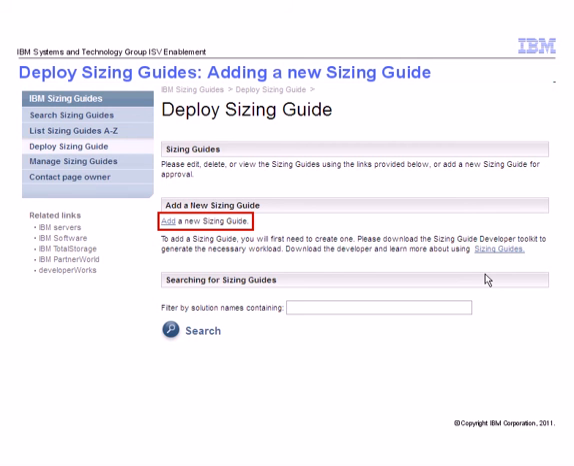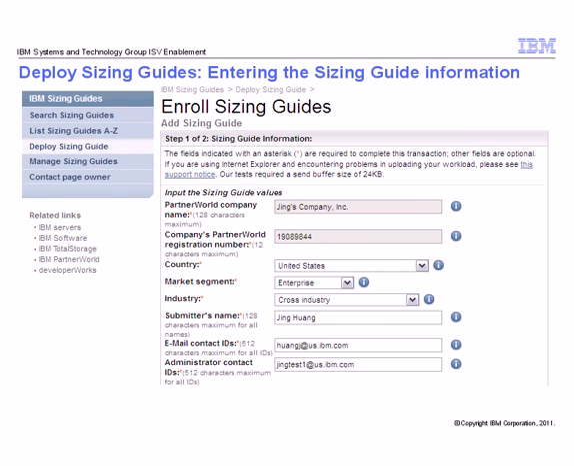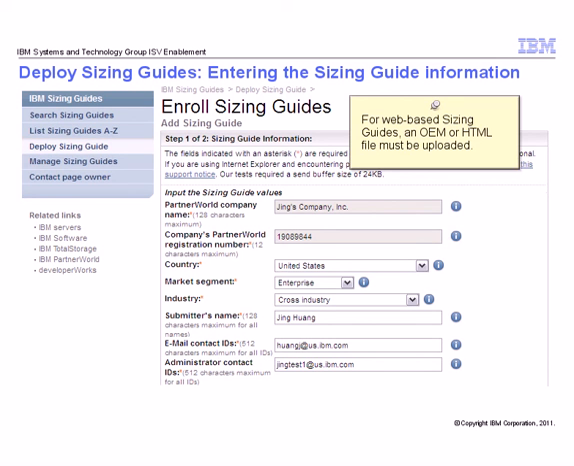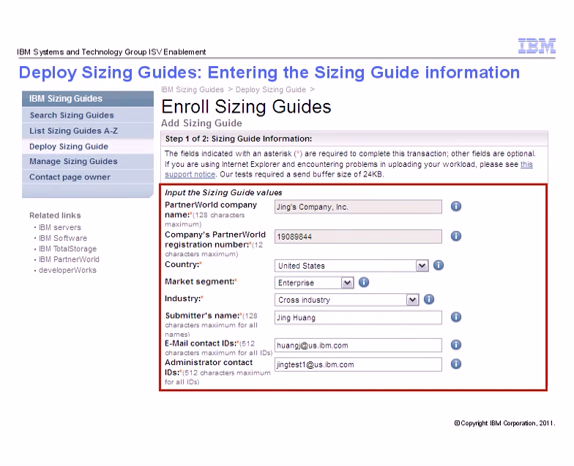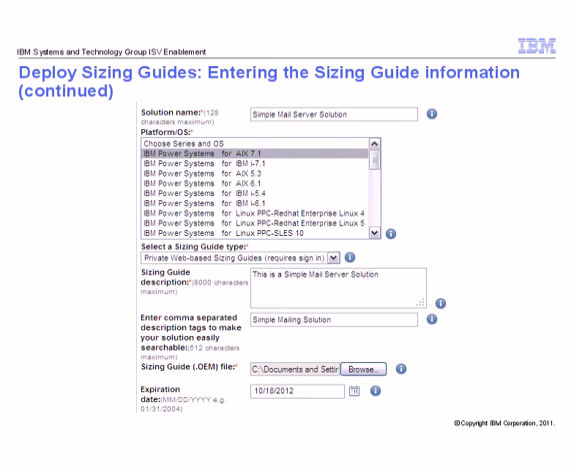Finally, click Add a new sizing guide. You need to enter the necessary information in the form. For web-based sizing guides, an OEM or HTML file must be uploaded. Mandatory fields such as Partner World company name, registration number, country, market segment, industry, and so on are marked with an asterisk. You need to scroll down the page to view the remaining fields.